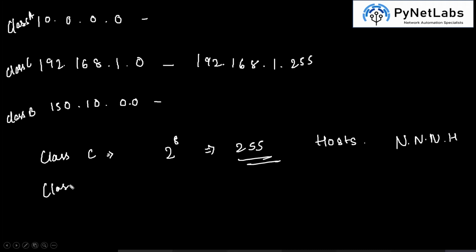Now if we talk about class B, we have 2 raised to the power 16. Why? Because there are 2 octets assigned for host. And if I see the value of 2 raised to the power 16, we get 65,536. These are the number of hosts available there.